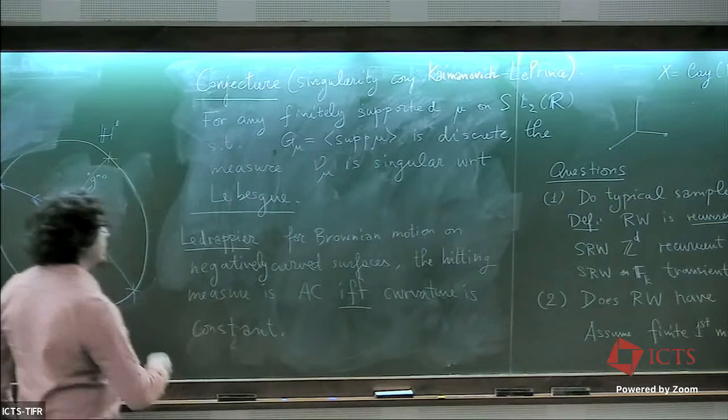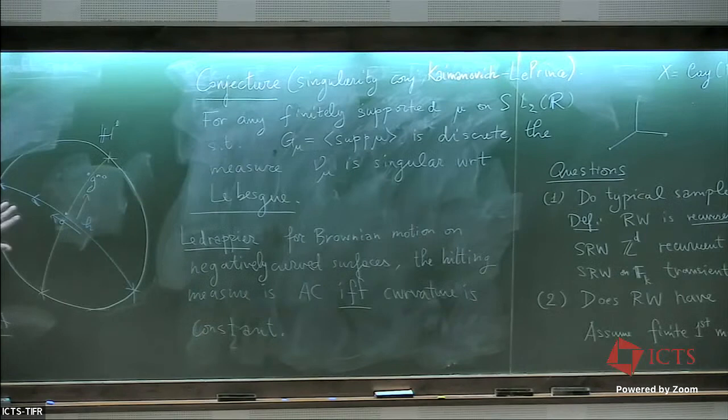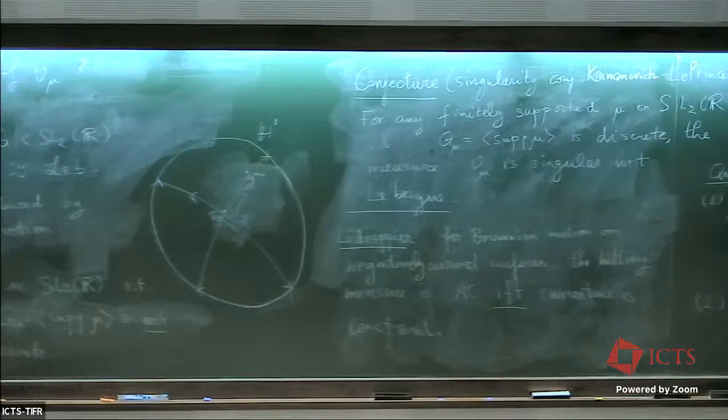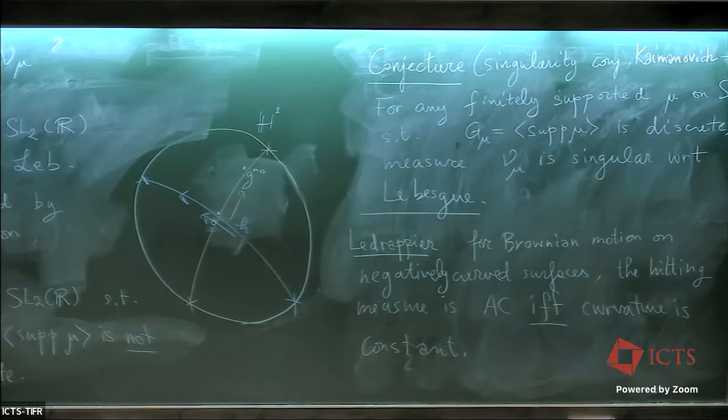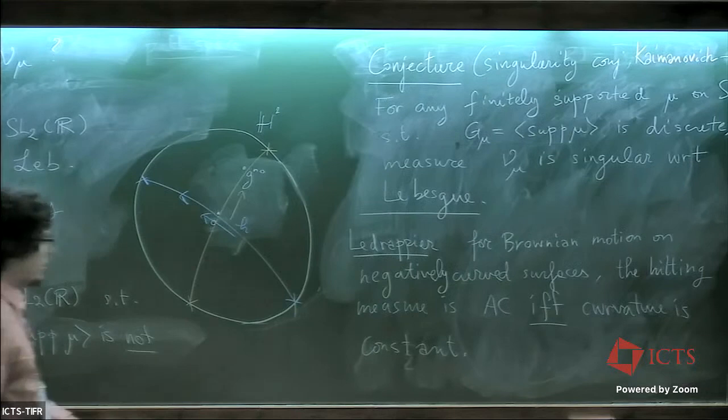So this is a different way you can perturb your Brownian motion. If you change the curvature, then you never get the Lebesgue measure on the boundary. On the other hand, even if the background geometry, the curvature, is as good as it was, if you discretize this Brownian motion by a finite random walk, then you can never obtain an absolutely continuous measure.